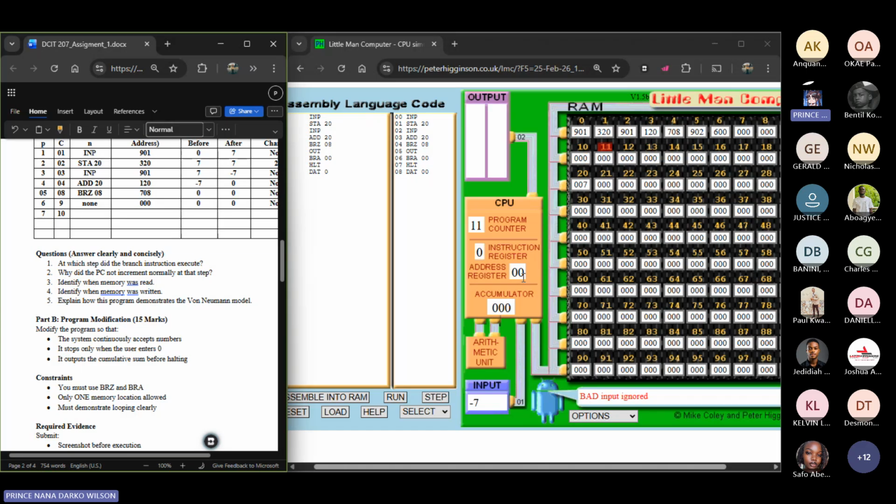The follow-up question is asking when memory was written. It is actually following on from that very same question, so it is only asking about when data was read and when data was written into memory. So when was data read into memory?